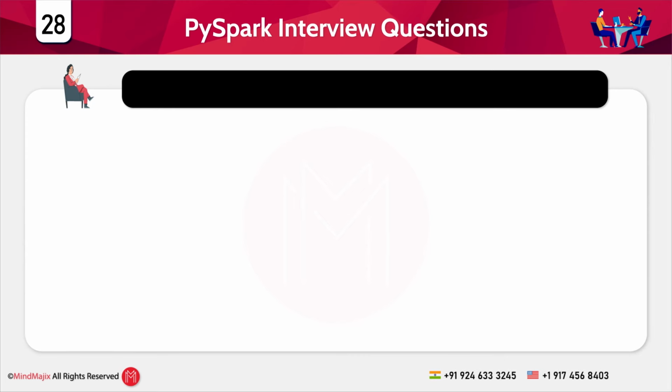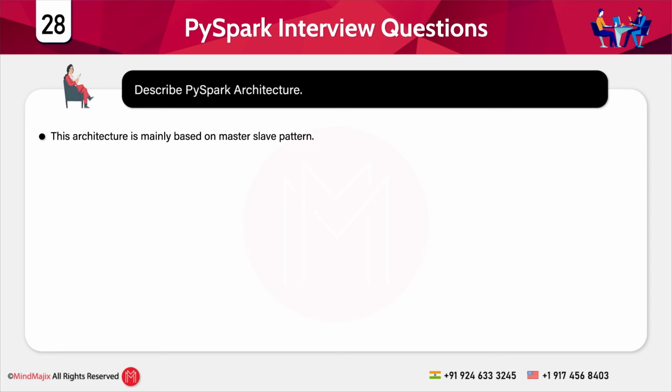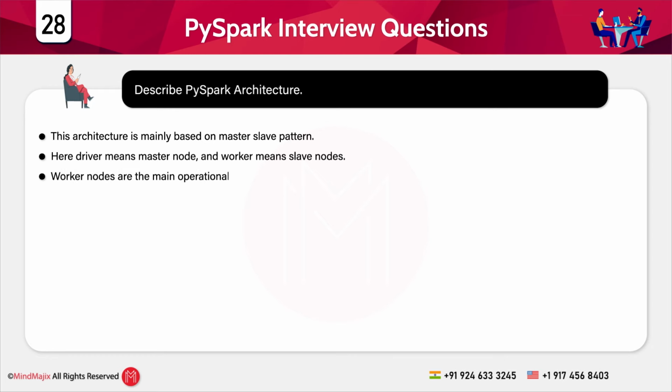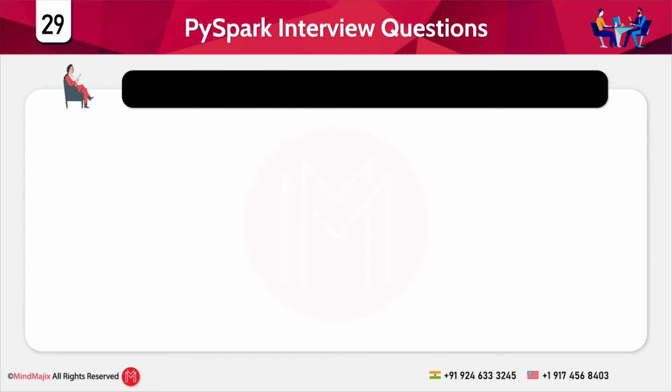So guys, the next question is, describe PySpark architecture. So this architecture is mainly based on the master-slave pattern. So here the driver means the master node and the worker means the slave nodes. So worker nodes are the main operational point and the cluster manager can manage the whole operation on the worker nodes.